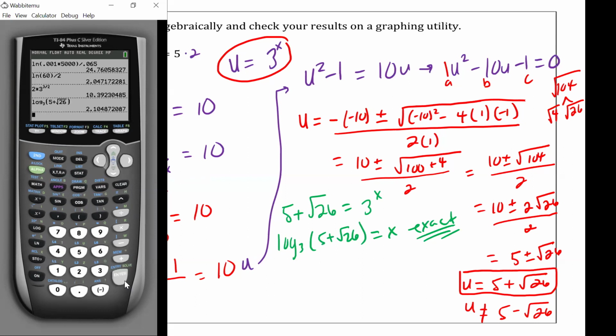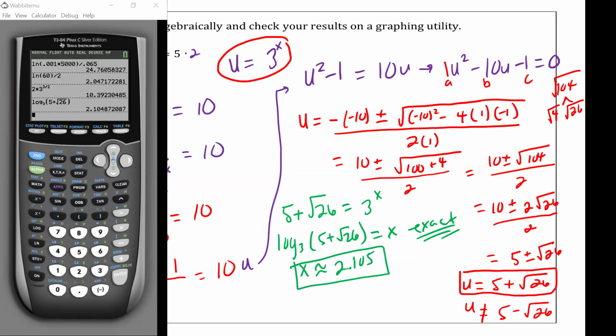Hit enter, and we get 2.105. So approximately, x is 2.105. Now, that's our approximate, that's our exact. So we are capable of doing this with and without a calculator.